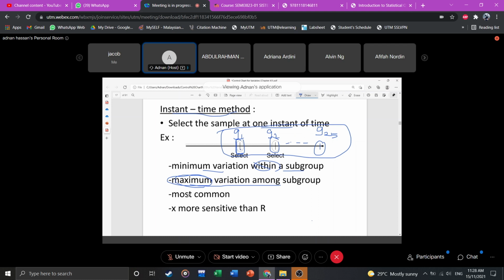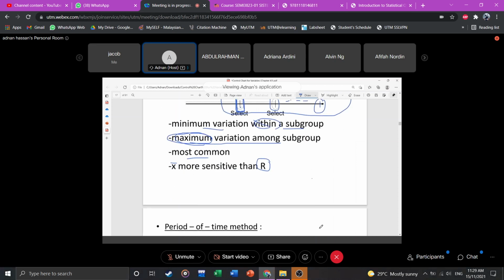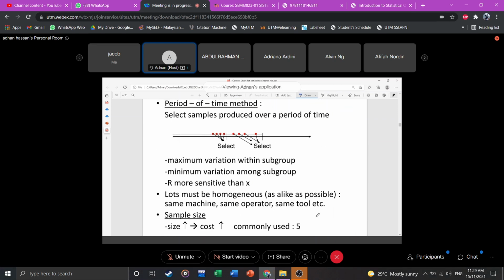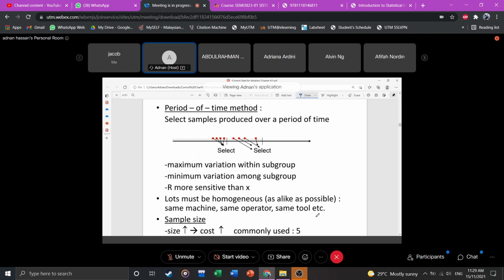Okay, these are the most common method, where X bar is more sensitive than R. In this case, X bar chart is more sensitive than R chart. R chart is less sensitive. Why? Because the R is taking within that instance only. This is the instant time method.